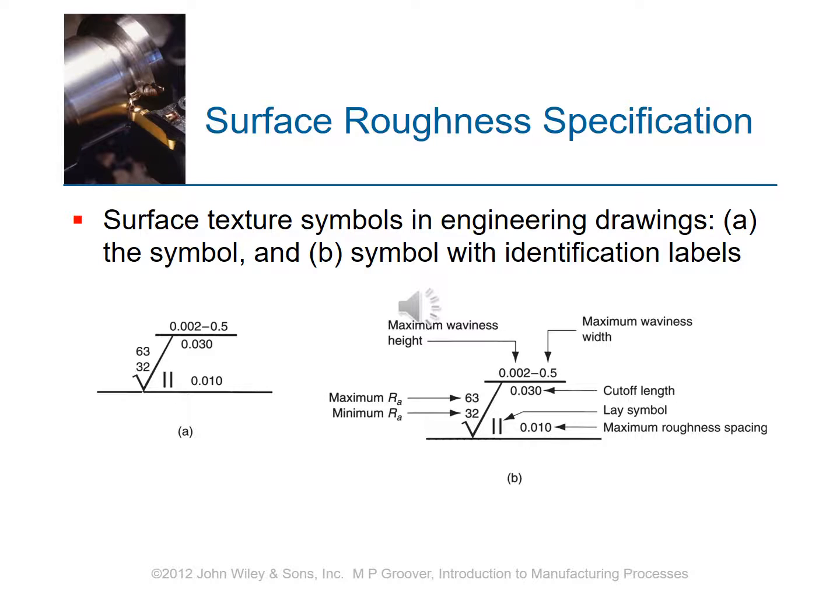Now this is a spec. This is how you specify the surface roughness, and I'm not going to go over this too much. It's got the maximum roughness and the minimum roughness. You've got the waviness, the maximum waviness, the cutoff length, how big the sampling size is, and what kind of lay symbol you expect to make. This comes from the processing, and how far you can space the roughness. If you have to measure this and get into quality, you'll get more familiar with it, but you're not going to learn it just by looking at this one slide.